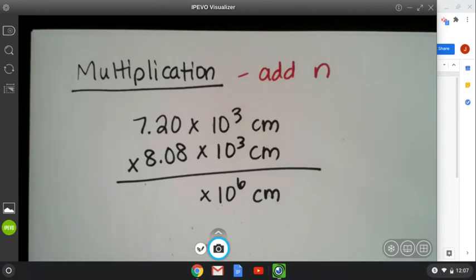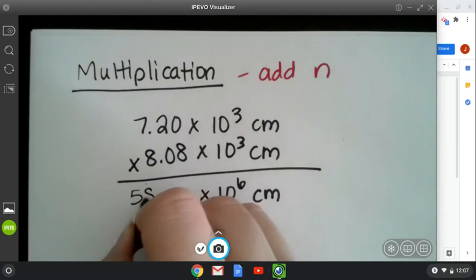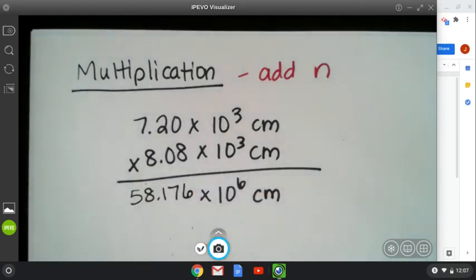Gotta get my calculator out. So 7.20 times 8.08. I'm going to multiply my coefficients together. So we're going to end up with 58.167. We're not done. We still have to do some cleanup on this.